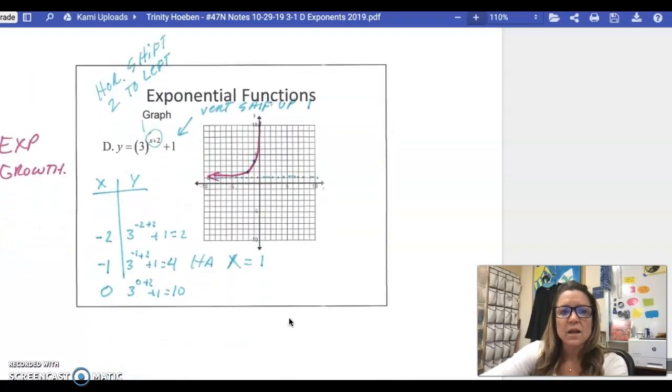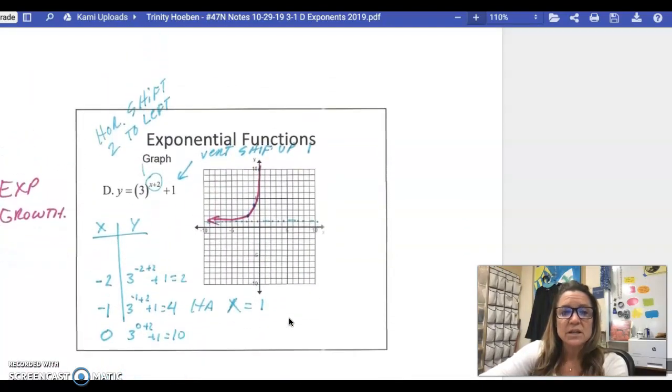All right. Example D. Okay, this one has a base of 3. That means we're going to have exponential growth. So it's going to grow really fast. We're going to have a horizontal shift of 2 to the left. And then after the main part of the expression, we have +1, which means we have a vertical shift up 1. So see the horizontal asymptote right here at y equals 1. So you just kind of dash that in.